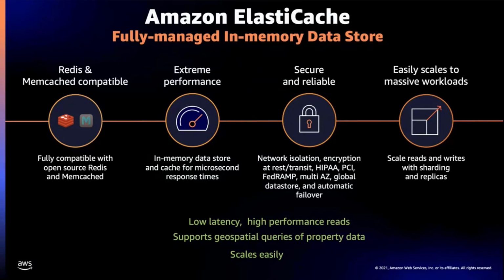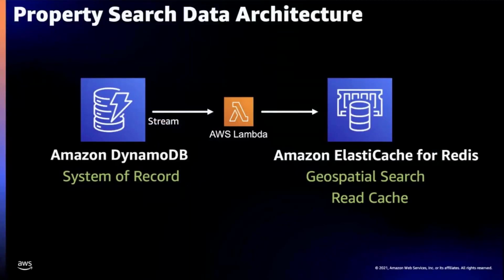And so we're going to meet that low latency, high performance read requirement. We're going to support those geospatial queries that we need, and we're going to support the scale requirements for this customer. So our data architecture for this application is going to look like this.